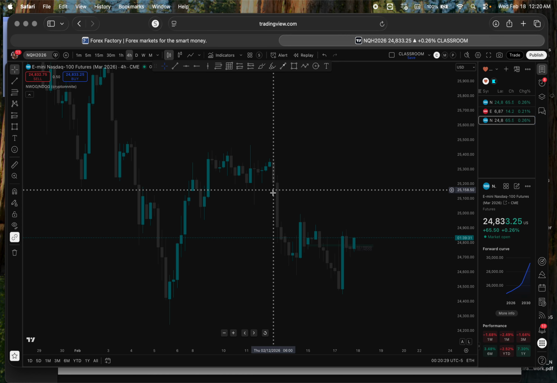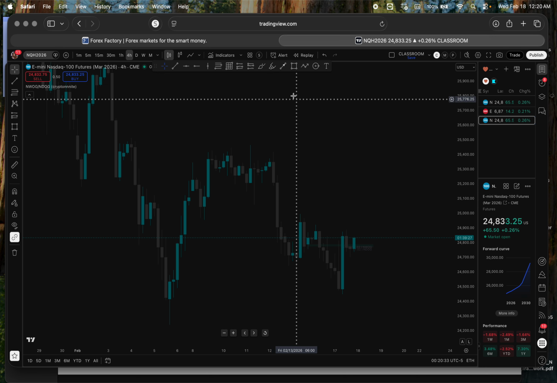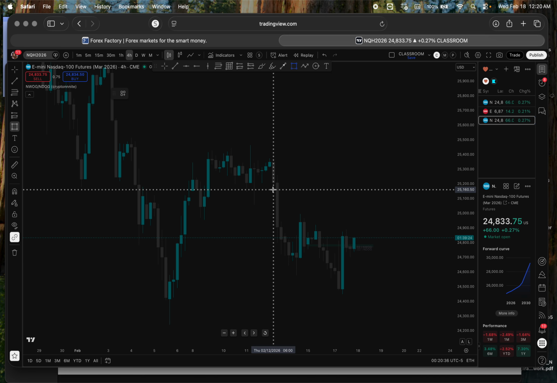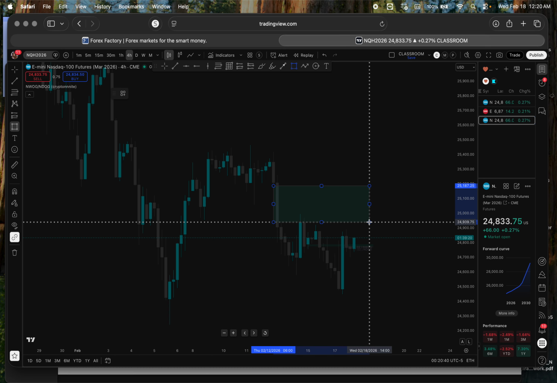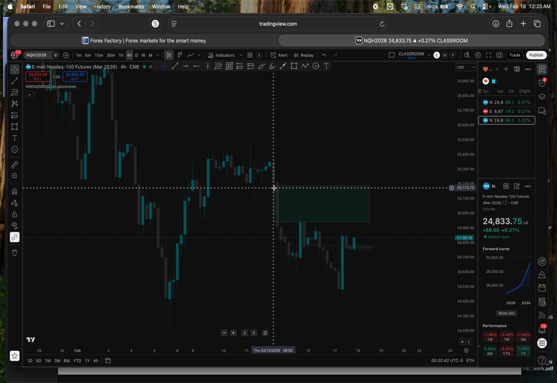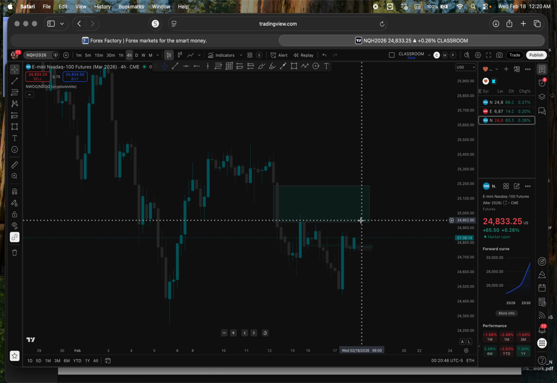There's a wick right here. There's a wick right here. All of this is a gap. I'm going to take my rectangle, place it right here, and I'm going to drag it down all the way. I'm focused on this wick and this wick. I'm just going to drag that rectangle down and stretch it out.